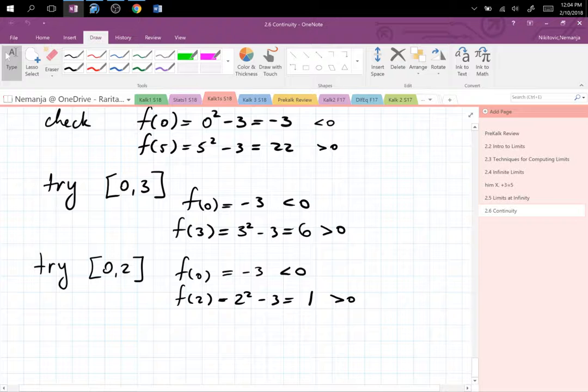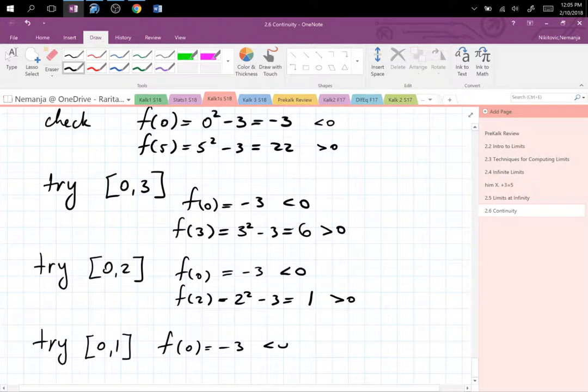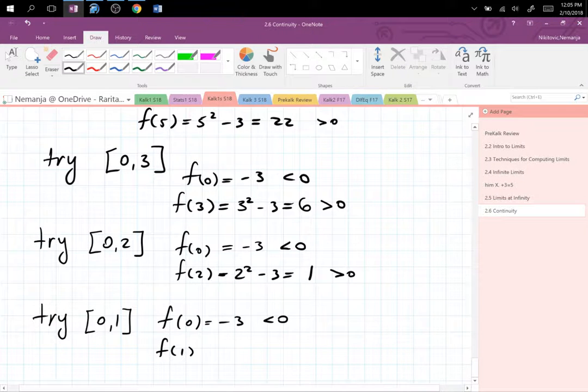All right, fine. Let me try 0 to 1. I already know f of 0 is -3, less than 0. And I'm going to try f of 1 now, which is 1 squared minus 3, and that's -2, also less than 0. The solution is not in this interval because both of these are less than 0. Okay, so if the solution is from 0 to 2, and it's not in 0 to 1, where is it? It's 1 to 2, right?